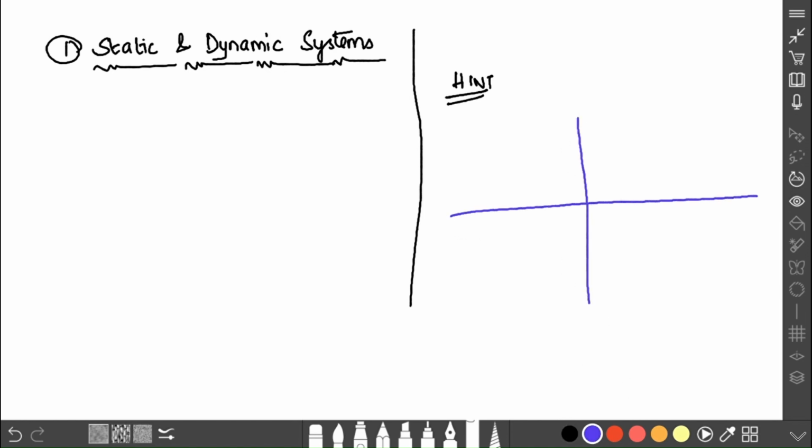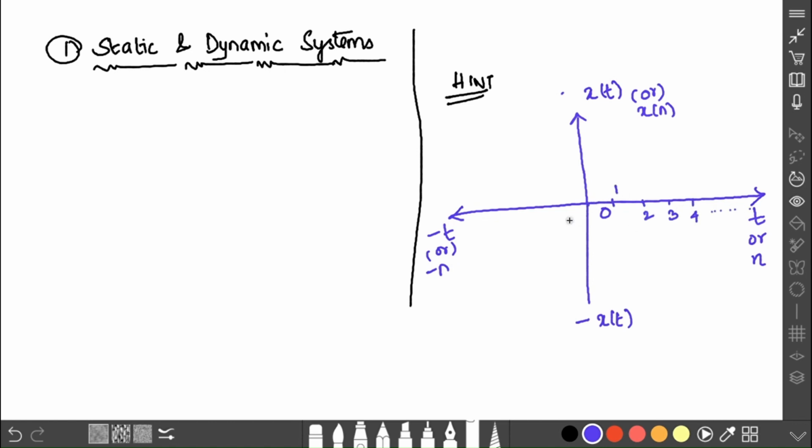Before going into the static and dynamic systems, I'll discuss a hint on how you can identify them easily. Always remember the graph, as I have said earlier, which is plotted with the origin 0. Starting from the right side, it goes for positive values 0, 1, 2, 3, 4, 5 till infinity. So infinity here is limited to t in case of CT and n in case of DT. On the left-hand side it will be minus 1, minus 2, minus 3, minus 4 till minus infinity.